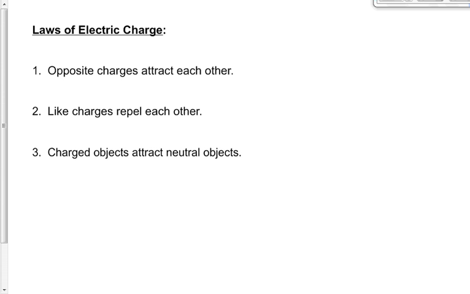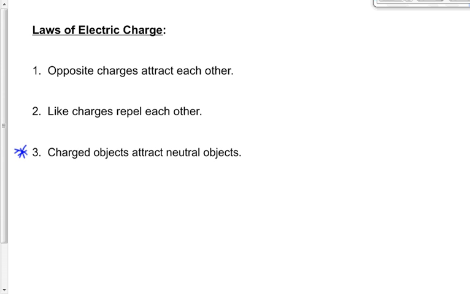3 laws of electric charge. Nothing new here, right? This is grade 9 stuff. Third one's a little bit tricky. We'll talk about that one in a little bit more detail. But first 2, opposite charges attract each other, right? We talked yesterday about how a lot of times opposite people kind of attract each other. If you're too much alike, you don't get along. You kind of repel each other sometimes. You kind of butt heads if you're too much alike. Opposite charges attract just like opposite people attract. Like charges repel each other, or they push away from each other.